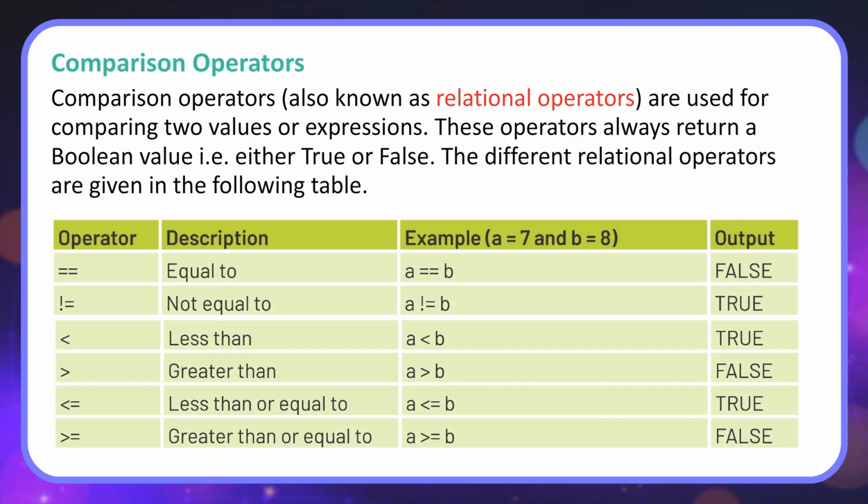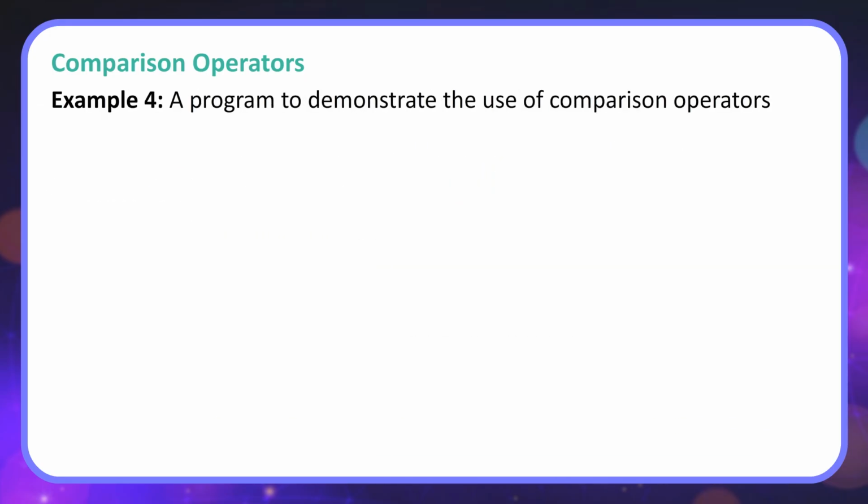Operator, description, example, where A equals 7 and B equals 8. Equal to: A == B, output False. Not equal to: A != B, True. Less than: A < B, True. Greater than: A > B, False. Less than or equal to: A <= B, True. Greater than or equal to: A >= B, False.